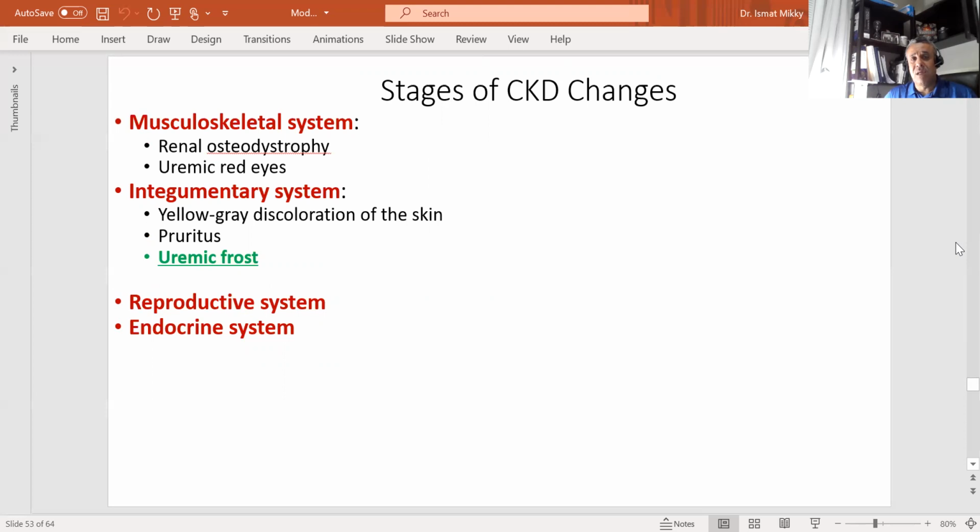The musculoskeletal, we said osteoporosis and renal osteodystrophy, uremic red eyes, and that's from the crystallization of the calcium and phosphorus. The skin changes, integumentary system, which is the skin alterations. One of the major ones, other than the pruritus and the itching, is the uremic frost, which results from the urea crystallizing on the skin when the BUN is extremely high.